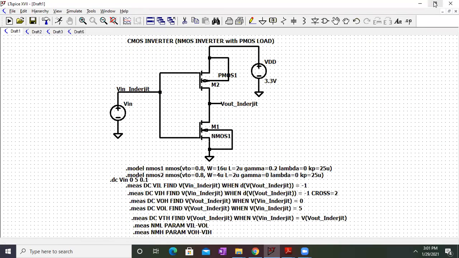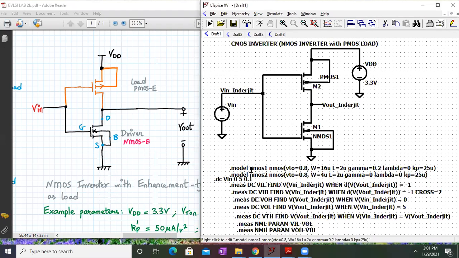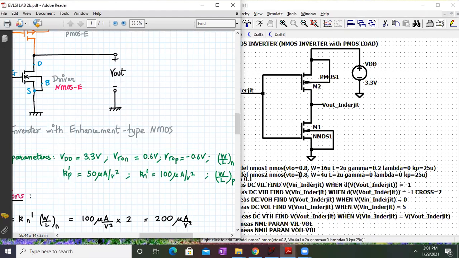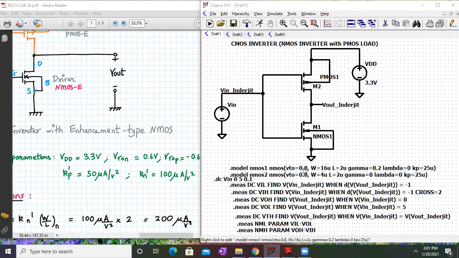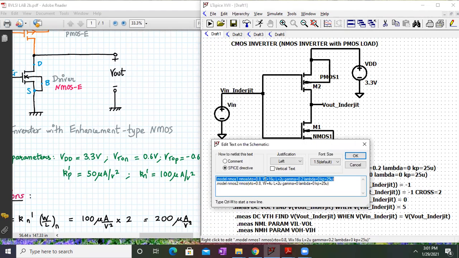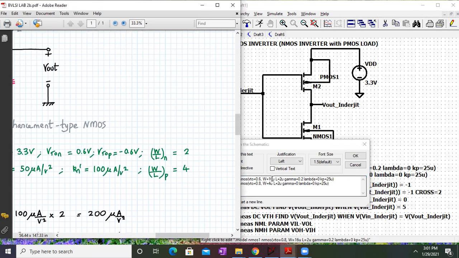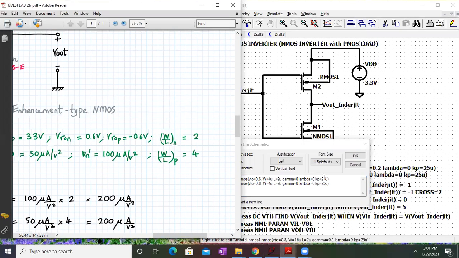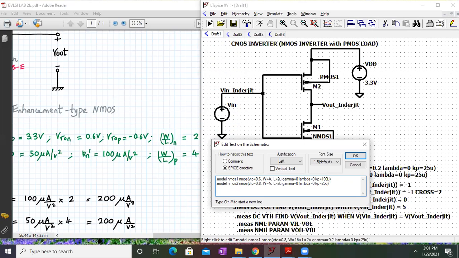Now let's quickly change the parameters as per the requirement. So dot model NMOS 1 parameters: VDD is 3.3 volt over here. Here VTO is 0.6, so I have to change it to 0.6. The W and L, let's see how much it is. It's 2 over here actually, so we can give it as, let's say, 4 and 2. Gamma is 0 over here, and Kn dash is around 100, so we can give it around 100 micro.